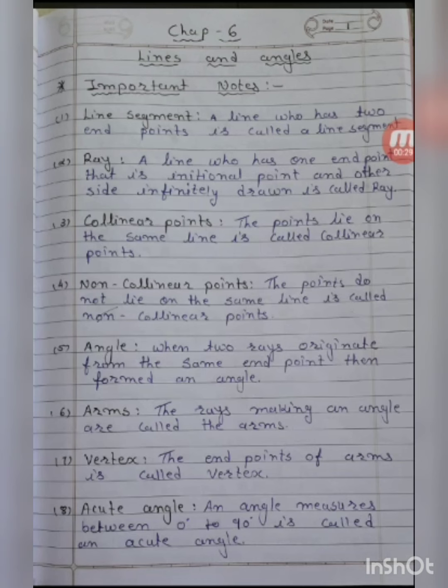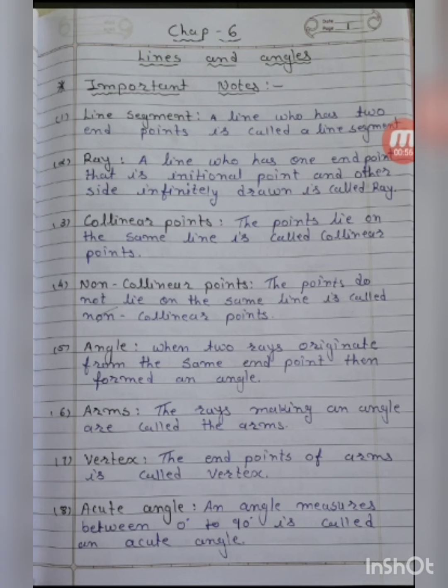Here, first of all, the first definition is a line segment. A line which has two endpoints is called a line segment. Ray: a line which has one endpoint, that is the initial point, and the other side is drawn infinitely, is called a ray. Collinear points: the points which lie on the same line are called collinear points.